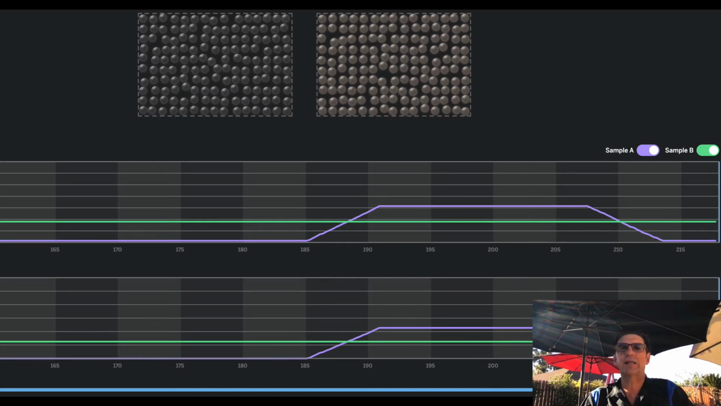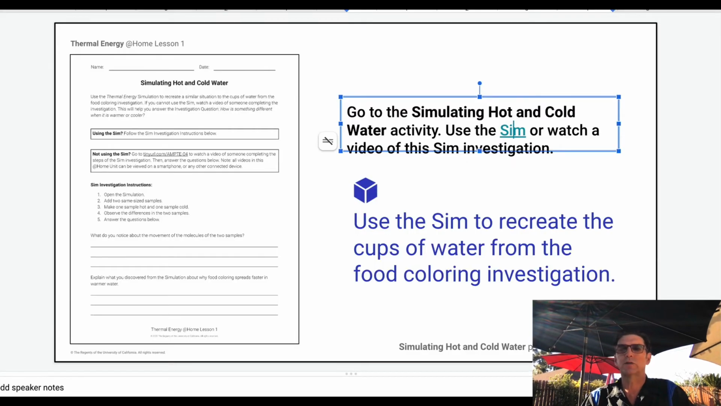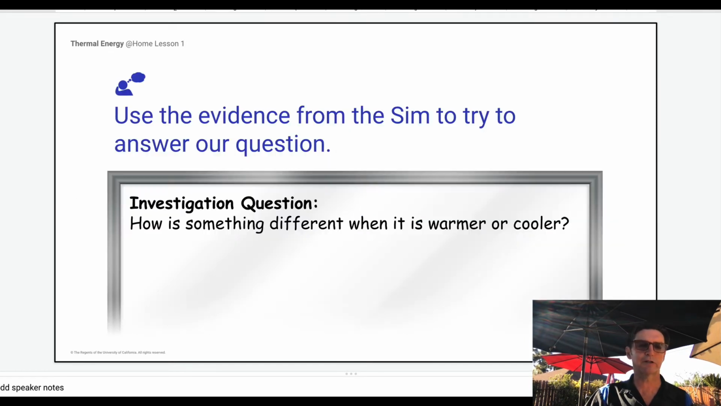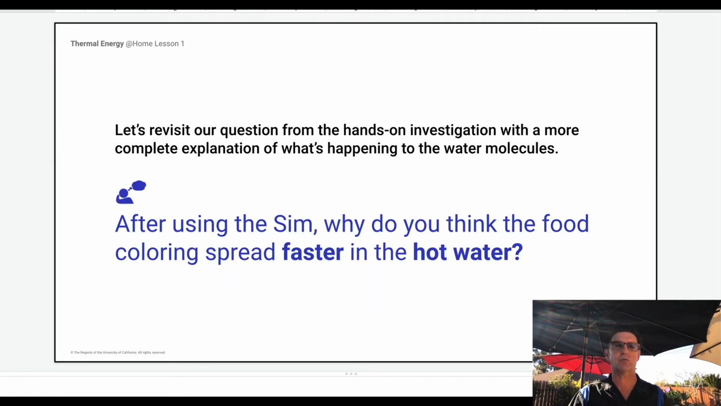All right, let's dive into, make sure we're recording still. I think we are. Dive back into Ethan's slide. So good job, Ethan. Thanks for letting me use your slide today. Remember, don't worry about that. Just do the directions in groups. Use the evidence from the sim to try to answer the question, how is something different when it's warmer and cooler? You can answer that if you want at the top, or just do the questions.